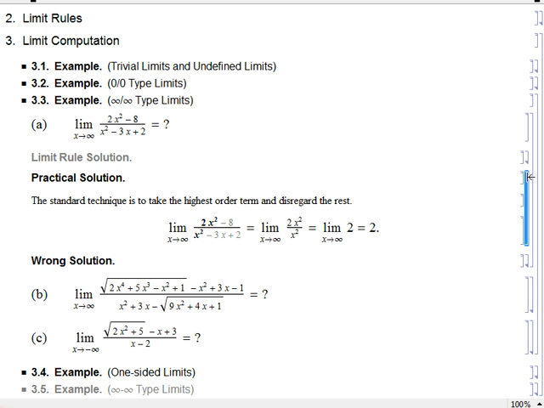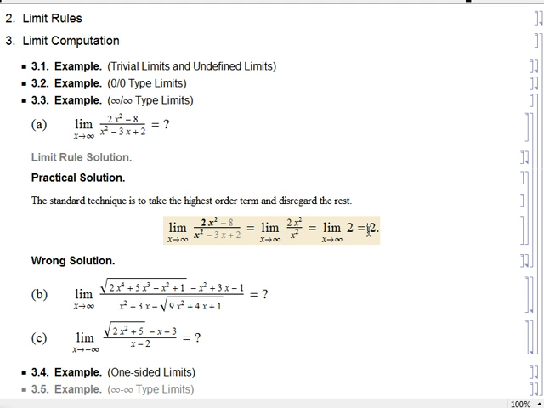A lot of students like this one better too because it's shorter. Take the highest order terms and then ignore the rest. And what do you get? You have a much simpler limit, and after simplification, you get a number.